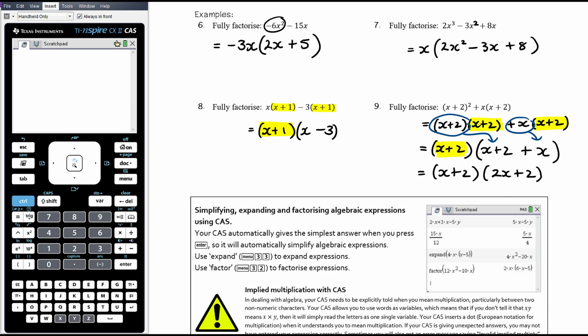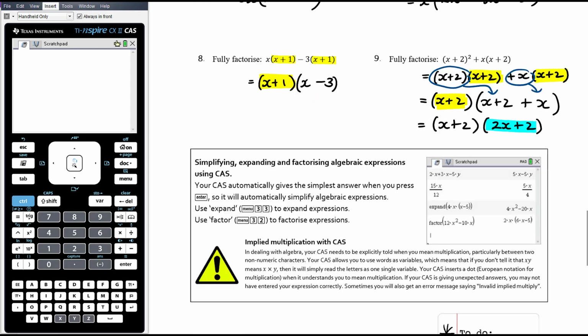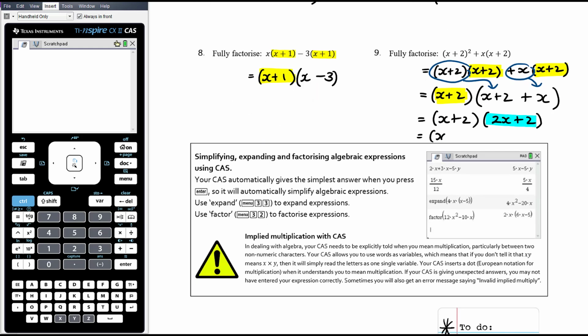Actually, I've introduced a complication that I didn't mean to, but while we're here, let's talk about it. This actually isn't fully factorised because this bracket now still has a common factor. So what we have here is x plus 2 still, multiplied by 2 lots of x plus 1.